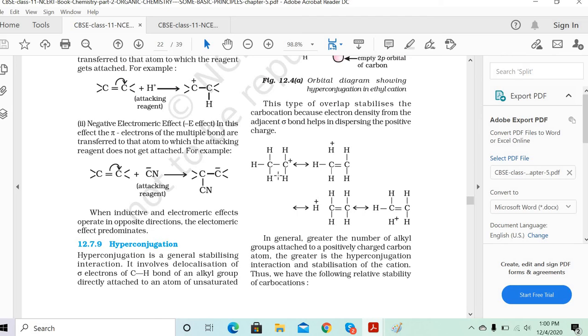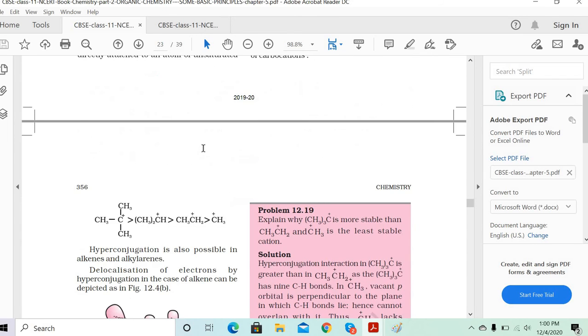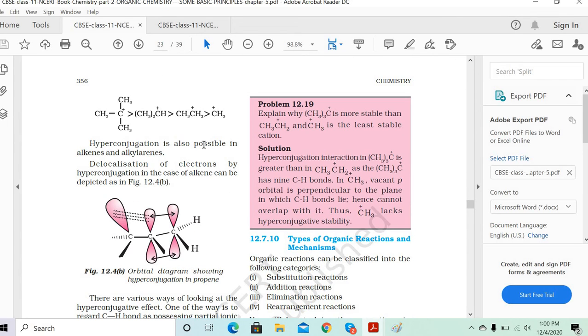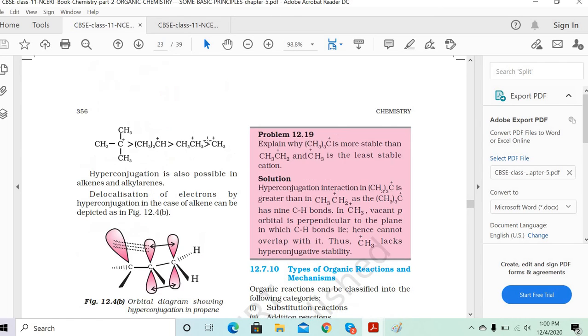But what will be the result? The carbon will share the tetravalency and the hydrogen will have the positive ion. Understood this part? Clear?